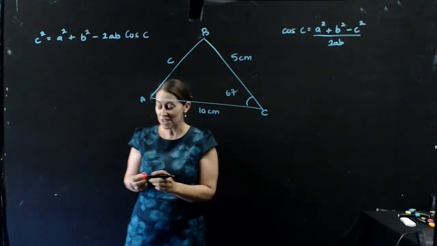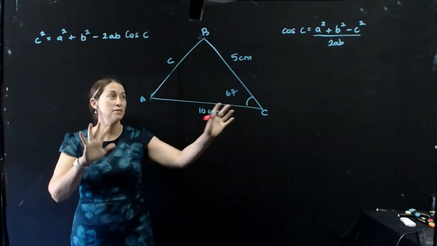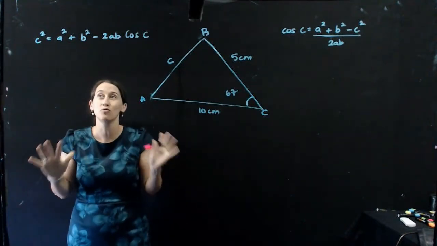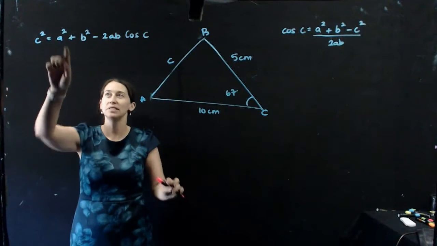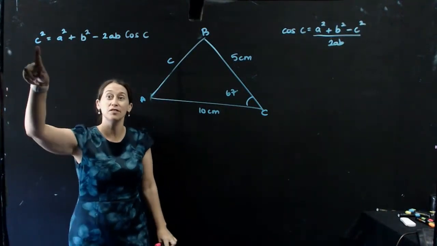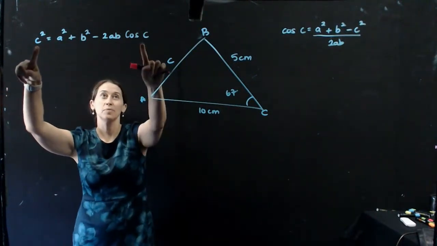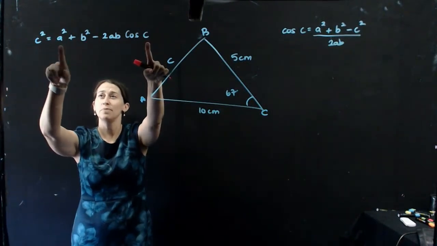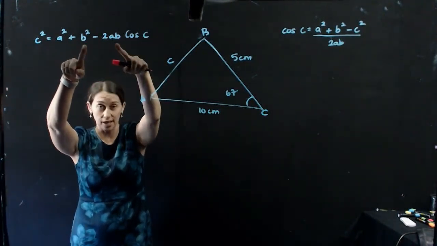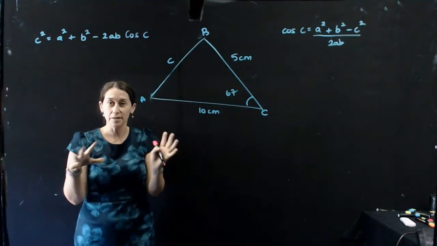So let's look at the first scenario. Here are my rules. I've written them down. Now you need to know that you can adapt these rules to any side. So obviously you just do substitution. If I wanted to find a squared, then I'm going to have cos A here, and I'm going to have b squared, c squared, and bc here. So it's just a case of adapting the formula.